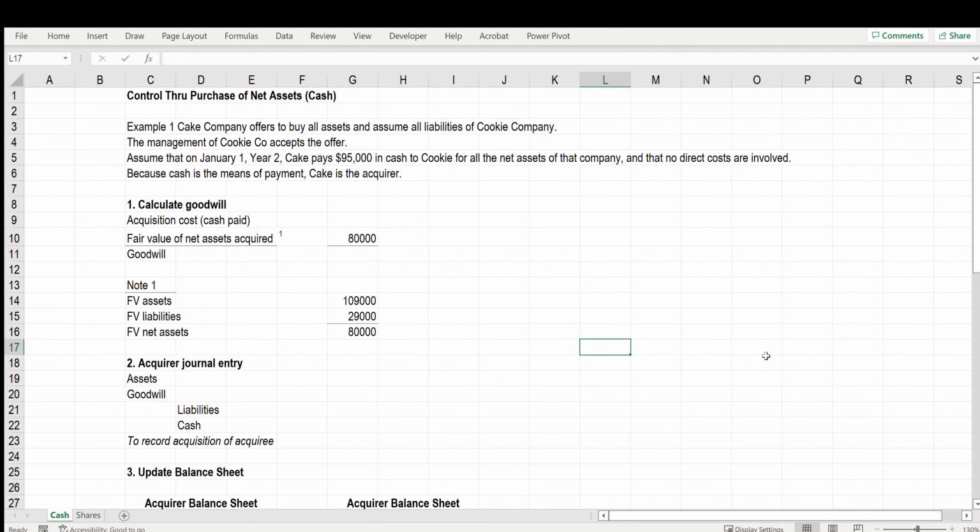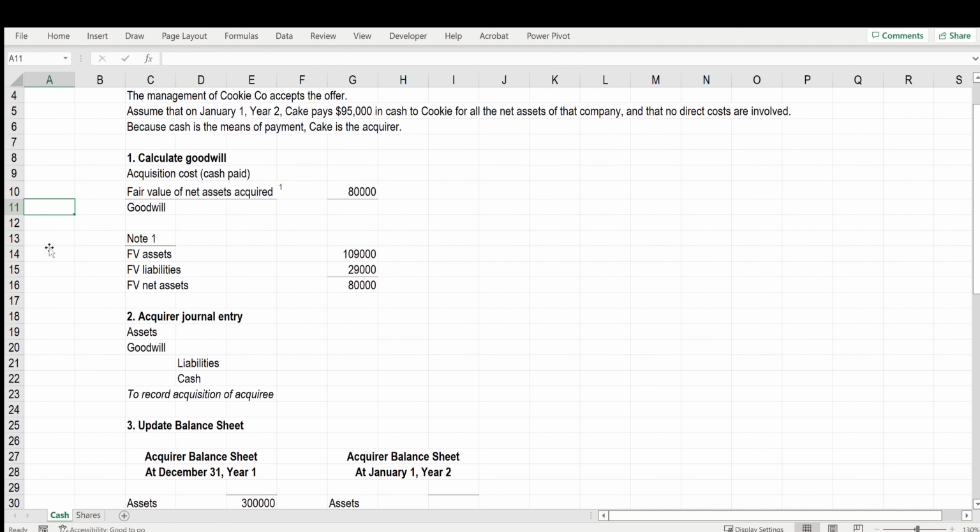Okay, let's work through an example of control through purchase of net assets using cash. In this example, Cake Company offers to buy all the assets and assume all the liabilities of Cookie Company. The management of Cookie accepts the offer. Assume that on January 1st of year 2, Cake pays $95,000 in cash to Cookie Company for all the net assets of that company and that no direct costs are involved. And because cash is the means of payment, Cake is the acquirer.